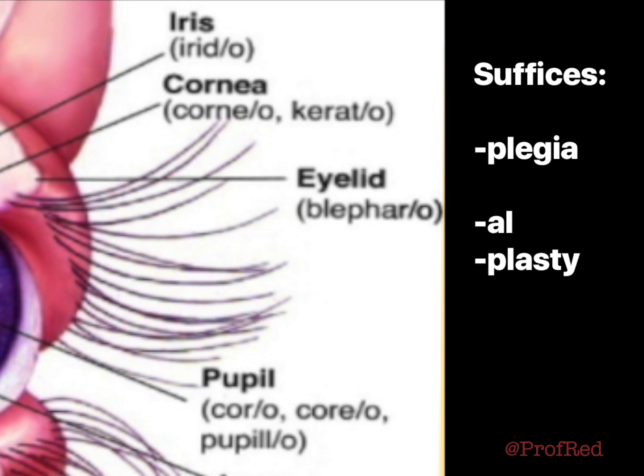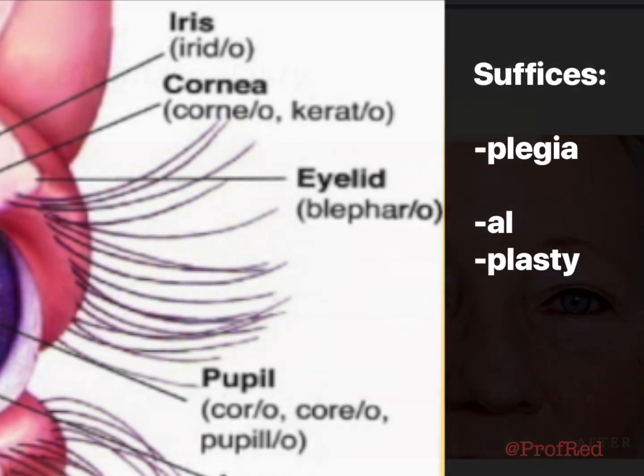And then we have cornea. Let's make it easy. We just add the suffix al, which means pertaining to. So corneal is pertaining to the cornea. We can also do kerato for cornea. Keratoplasty is repair of the cornea. And then we have blepharo, which is the eyelid. Blepharoplasty is repair of the eyelid.